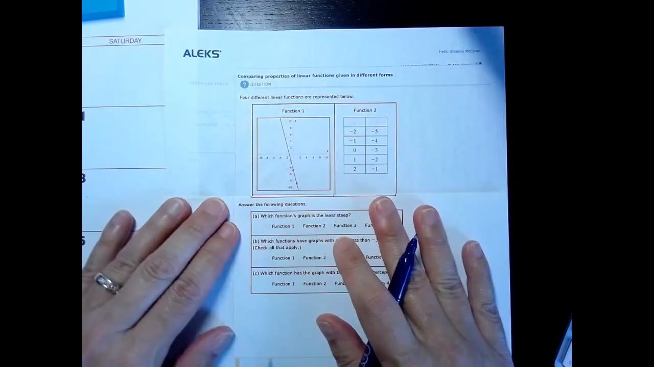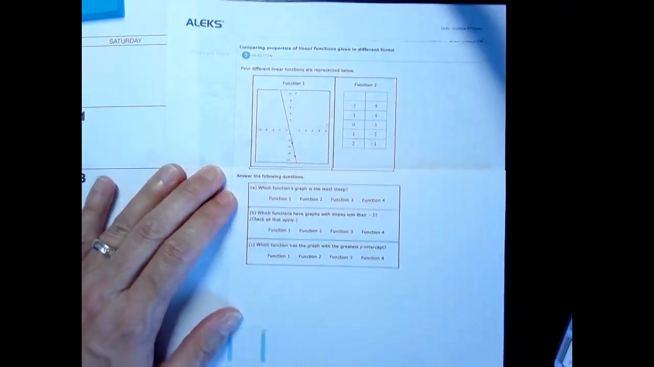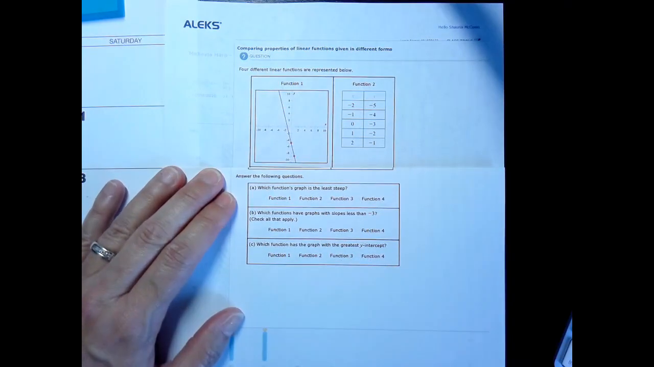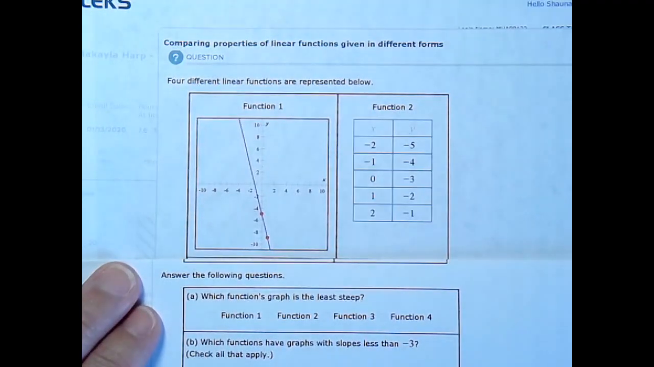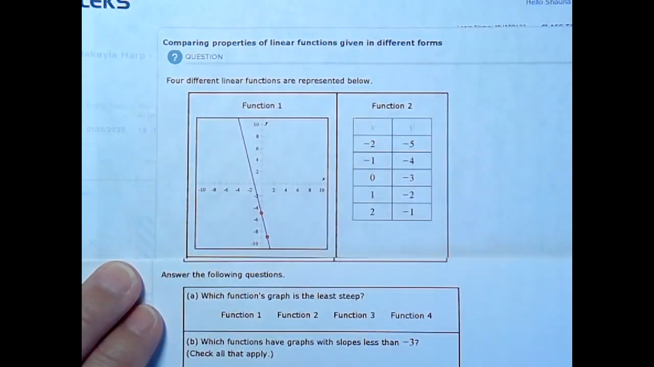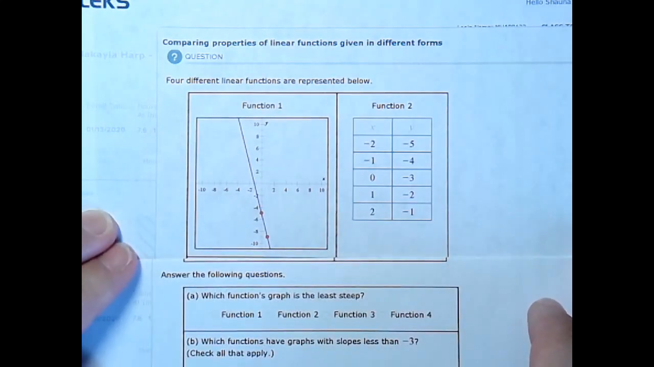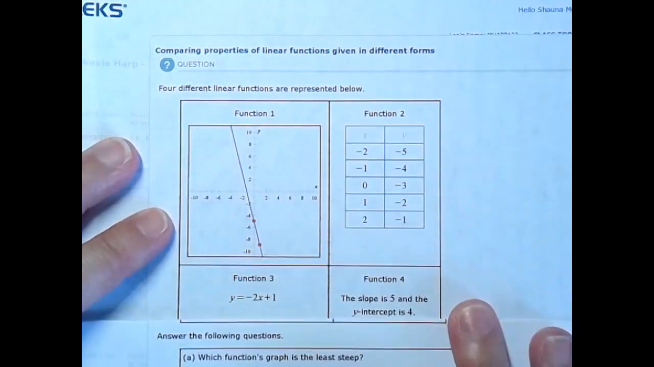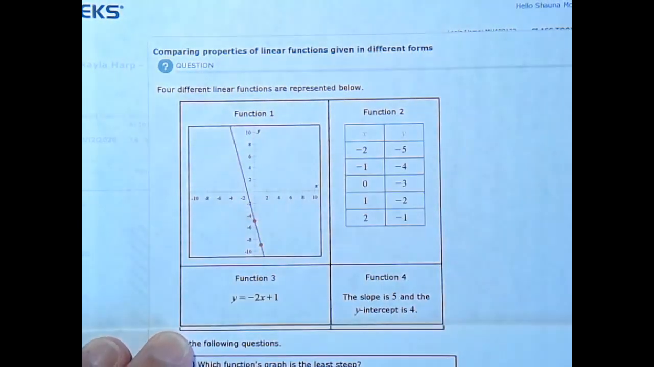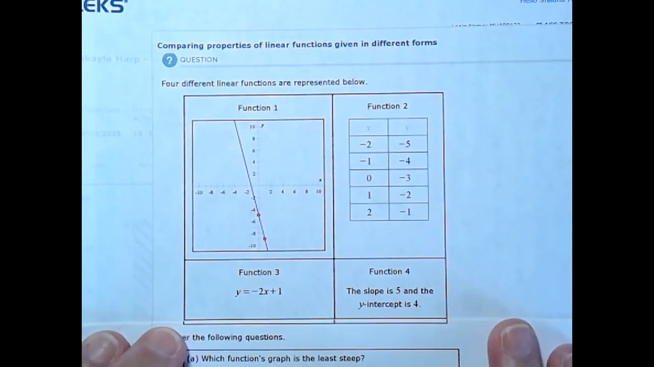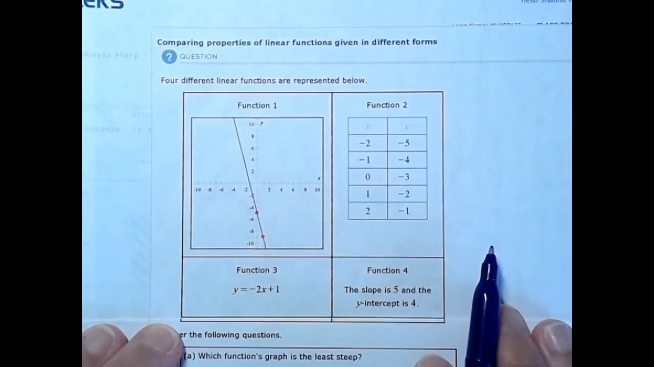Okay, I'd like to do one more question that I noticed a lot of students are getting and having a question about. Let's look at this next one, and your directions on here say comparing properties of linear functions in different forms. Okay, and we've got four different pictures. Okay, 4 different functions, so 4 different boxes, and we're asked about slope.